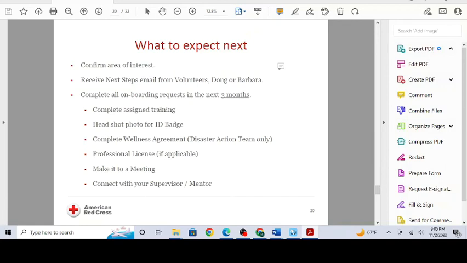In this email, we're going to give you, if you will, some onboarding requests to complete. One of them is to complete the assigned trainings. Essentially, there's going to be about 3 months that we are asking a person to complete about 8 hours of training. Okay. We're going to ask people to complete a headshot photo for an ID badge. We're going to ask people to complete a wellness agreement in some positions.